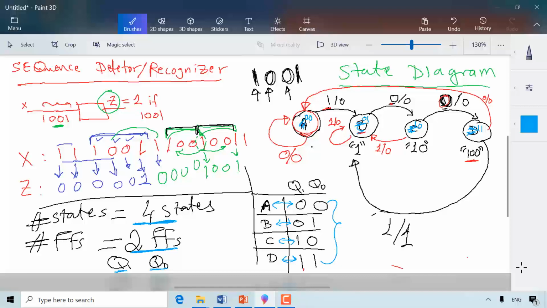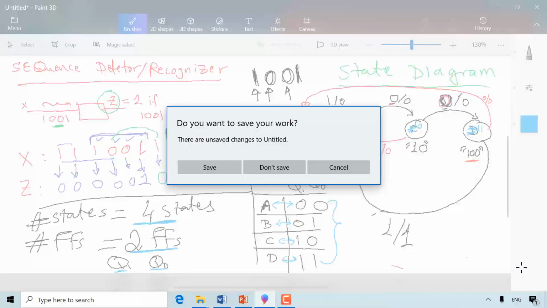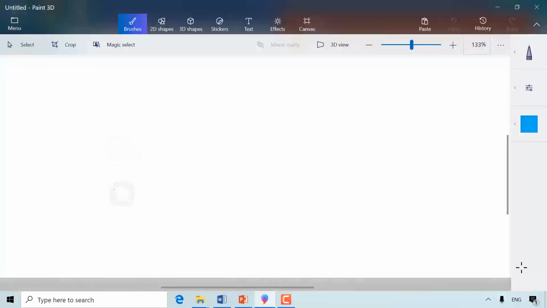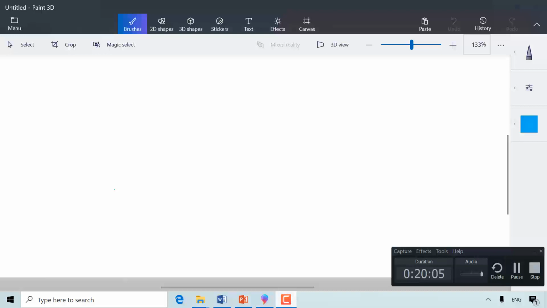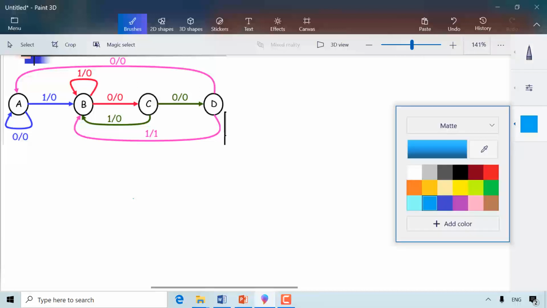Okay, so here's what I did: I have the state machine on the left here, and what I would like to do right here is now construct the state table. So we need to construct the state table. I'm going to use a yellow color here. So I'm going to have a state table.